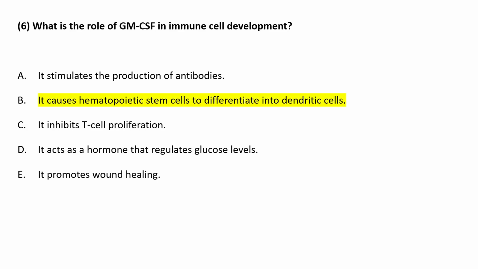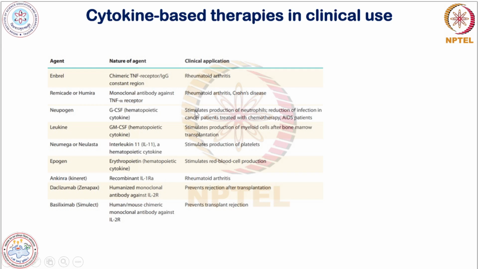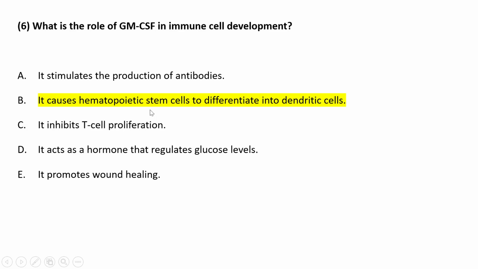Yes. So GM-CSF is granulocyte macrophage colony stimulating factor, and the role of GM-CSF in immune cell development is that it causes the hematopoietic stem cells to differentiate into dendritic cells. So here you can find that GM-CSF stimulates the production of myeloid cells after bone marrow transplantation. That is, it differentiates the stem cells into the dendritic cells.